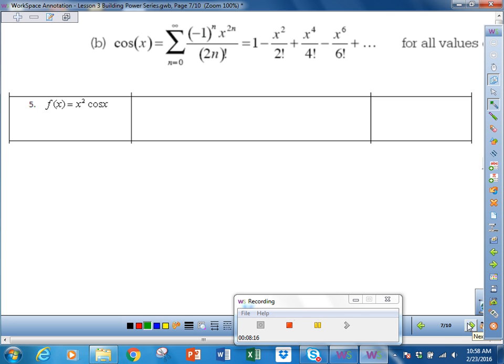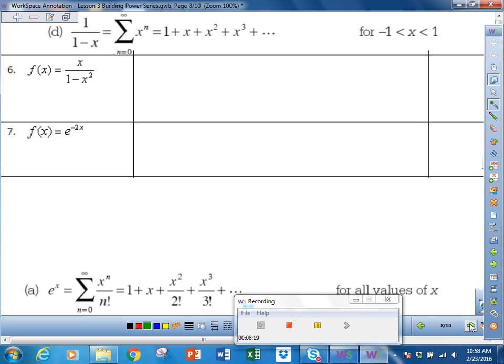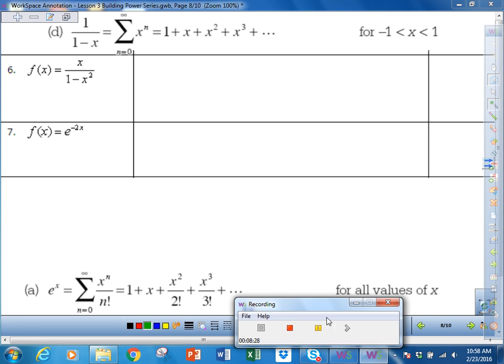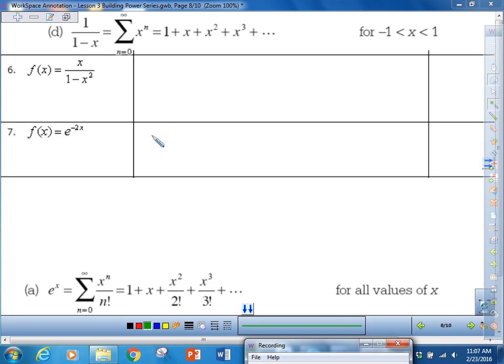I'm going to let you do the rest of the notes. There is one more that I would like to do with you. And that, well, let's do e to the negative 2x. And then we'll do one more after that.